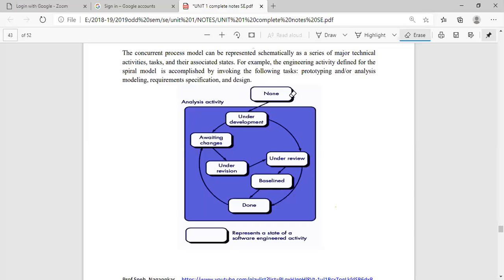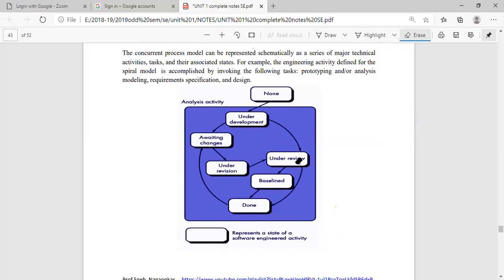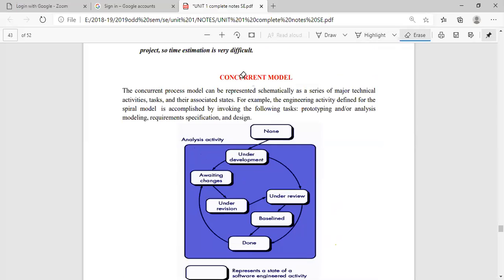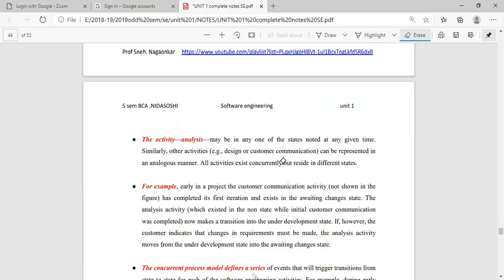So what are the different states here? Under development, awaiting changes, reviewing, under revision. What is the difference between revision and review? Revision means the developer will check, and review means the team leader will check whether your software is designed properly. So these are the different states. In the examination, you don't need to write any example. I have given you the example only for understanding purposes. When it is asked in the exam, just go for the concurrent model and follow this block diagram and this explanation.